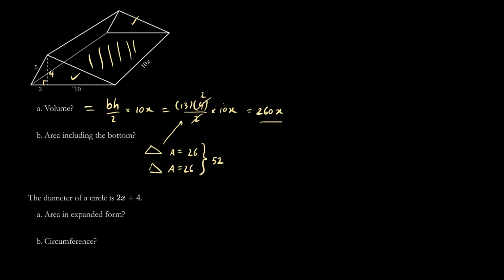Base times height, which is actually 13 times 10x. So the area of the bottom rectangle, 13 times 10x, is 130x.